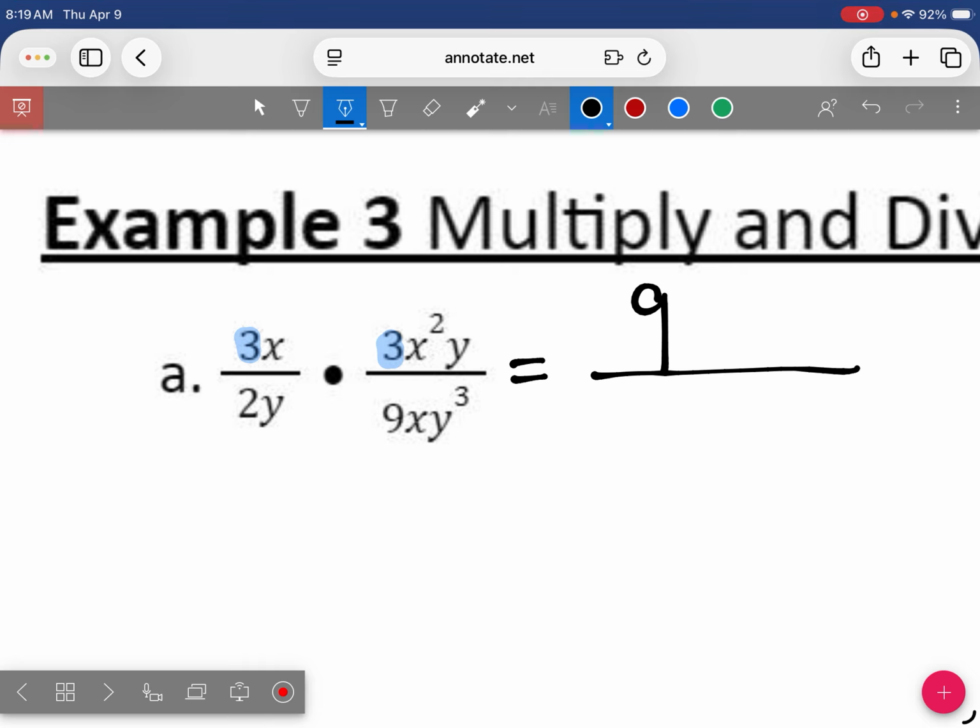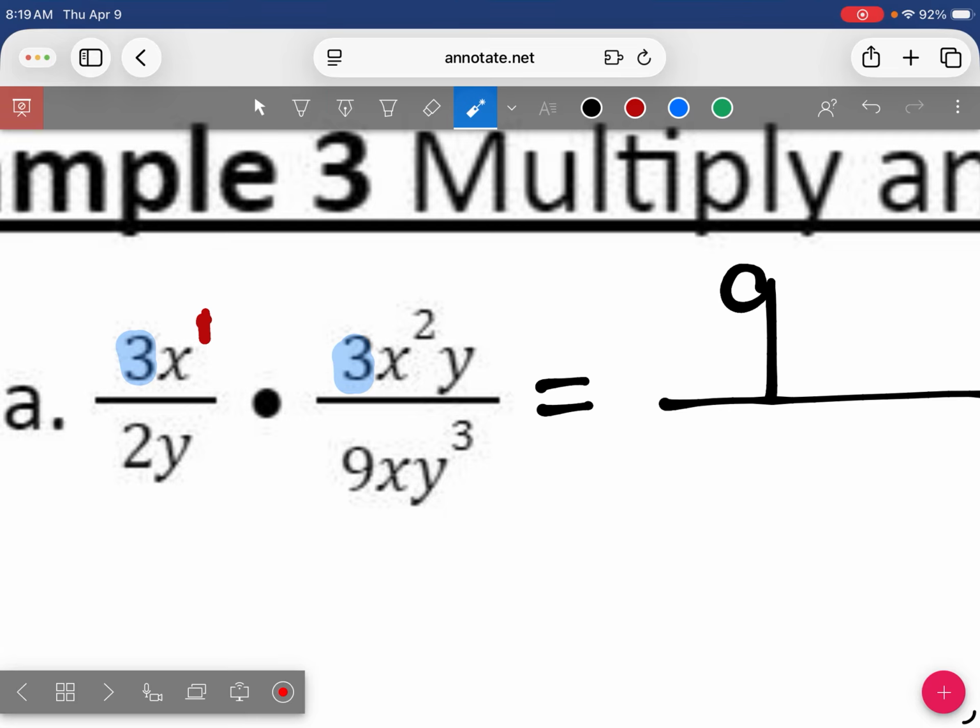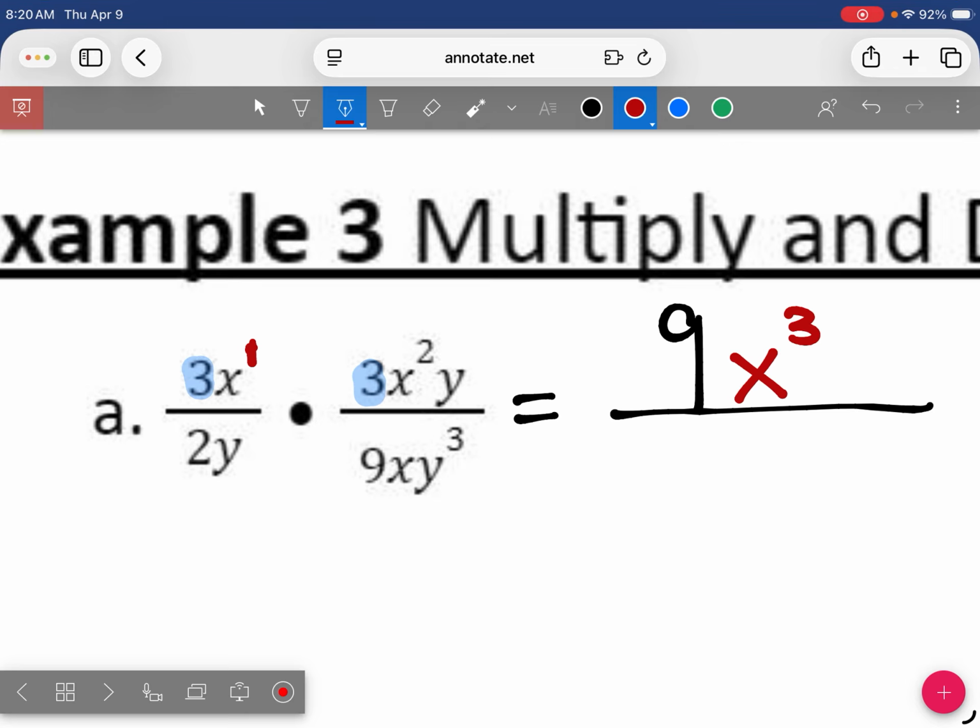Now notice that this first fraction has 1x. And when we multiply x and x squared, we are adding our powers. So all together, we have how many x's? Not 2. We have 3. So that would be x to the third. We only have 1 y, so I'm just going to bring that over.